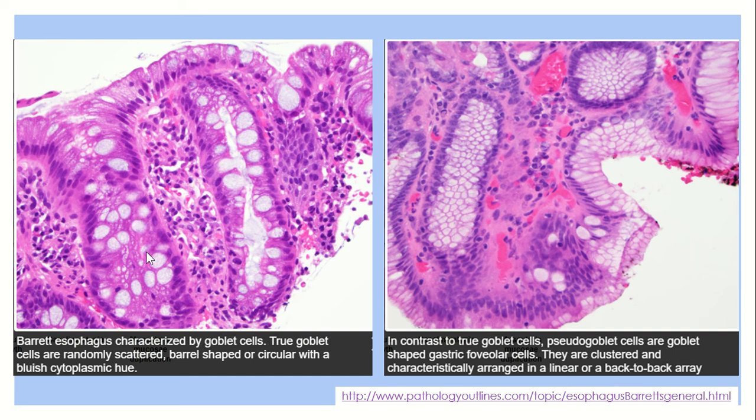Here we see the true goblet cells that are randomly scattered, barrel shaped or circular shaped with a bluish cytoplasmic hue. And also we can find pseudogoblet cells, which are goblet-shaped gastric foveolar cells that are clustered and characteristically arranged in a linear or back-to-back fashion.